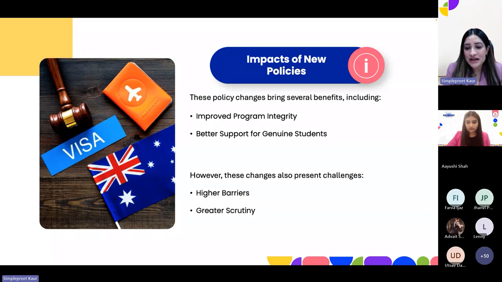But there are some challenges which might be faced by some of the students. Because of these raised English standards and the raised financial capacity, some genuine students might not be able to apply for student visas. And immigration is going to conduct rigorous scrutiny of your student visa application, which means you'll have to provide accurate information and documentation. Your details have to be up to date. Even the slightest mistake can lead to a visa refusal or a visa cancellation. So you'll have to be very careful about your student visa application. Do not provide misleading or false information to the Department of Home Affairs.